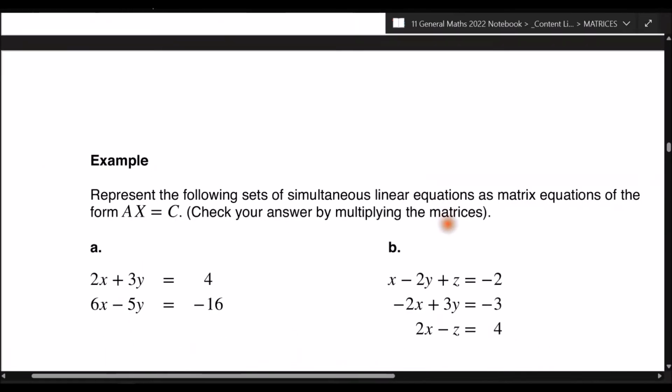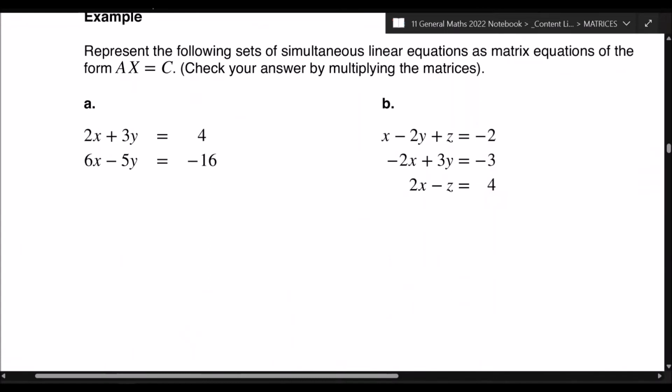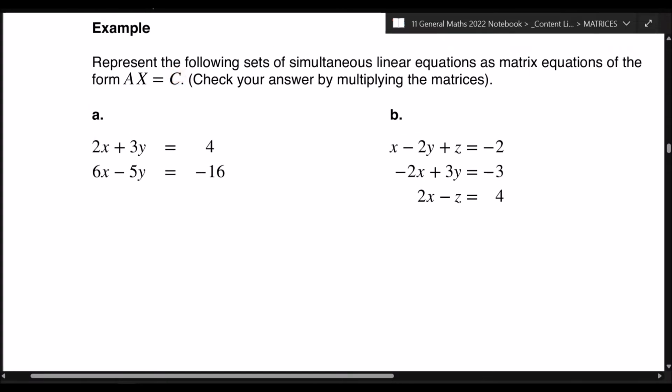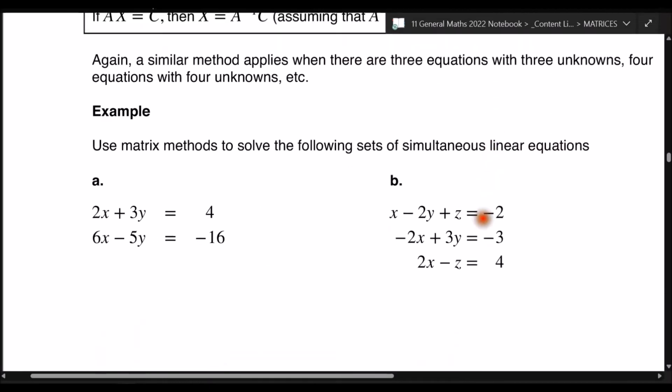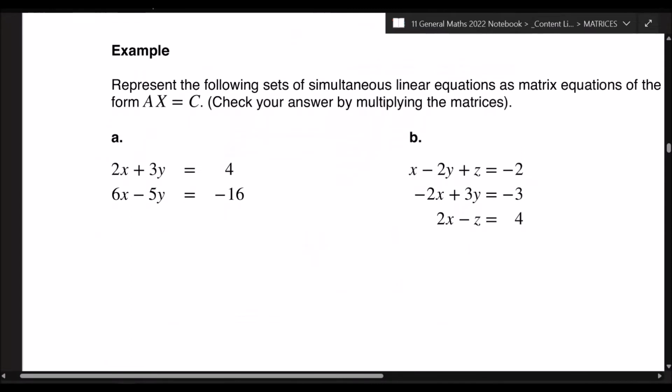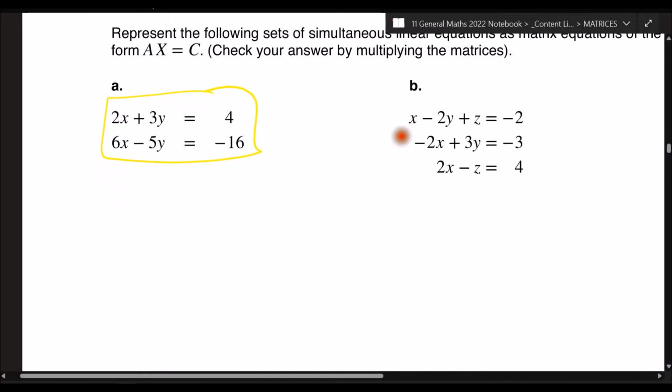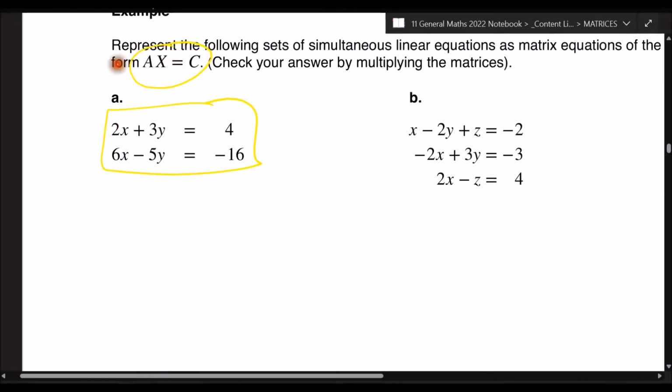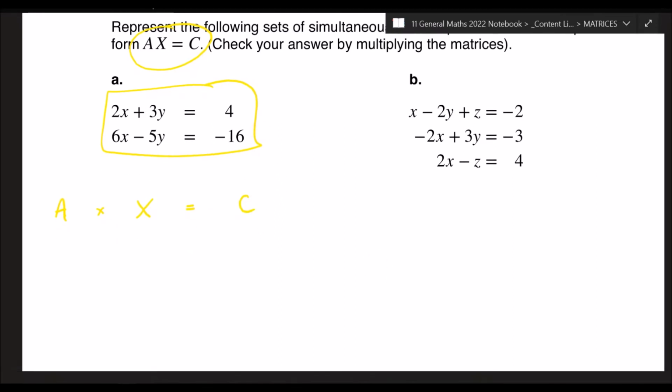Okay, so let's do this. Represent the following simultaneous equations in a matrix form. So AX equals C. We're going to ignore this for now, because we're going to actually redo these equations anyway here, and we'll solve them. So let's represent these. So remember, there's 3 things you've got to split it up into: the number matrix, the letter matrix, and the answer matrix. So in the form of AX equals C, A will represent the number matrix times X, which is the letter matrix, equals C, which is going to be the answer matrix. So let's split that up.